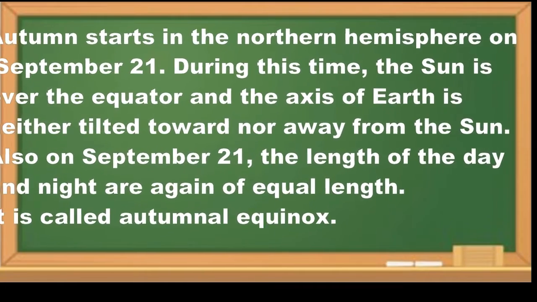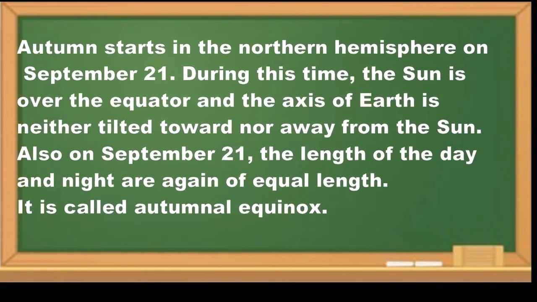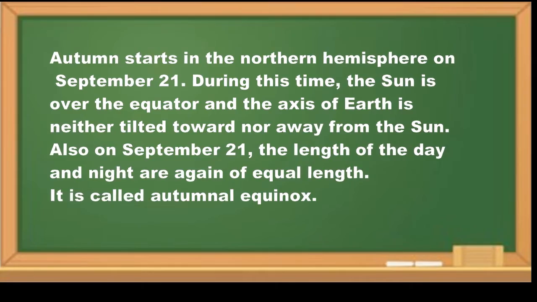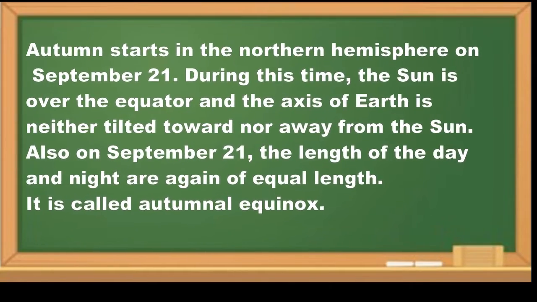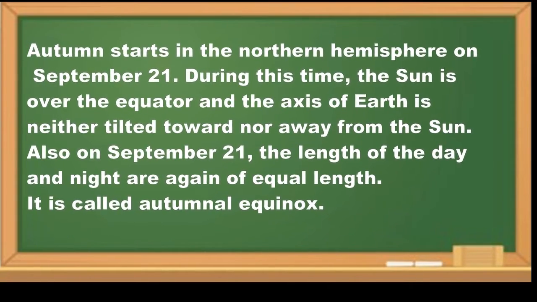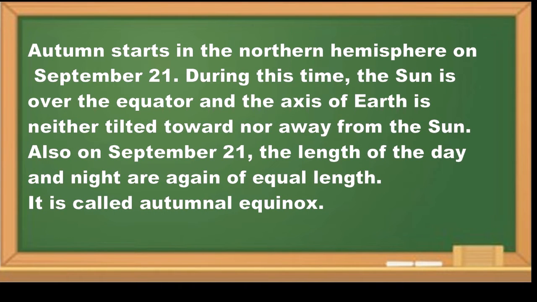Autumn starts in the northern hemisphere on September 21. During this time, the sun is over the equator, and the axis of the Earth is neither tilted toward nor away from the sun. Also, on September 21, the length of day and night are again of equal length. It is called autumnal equinox.